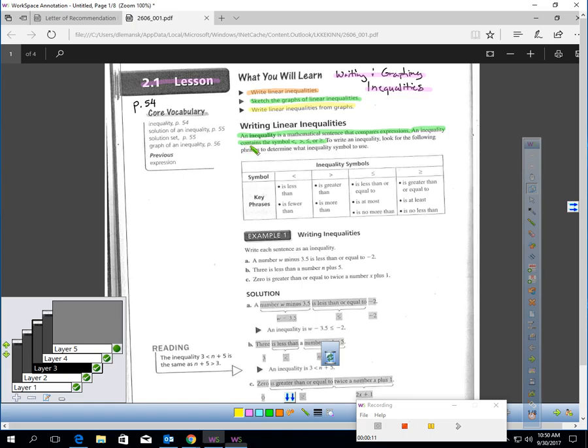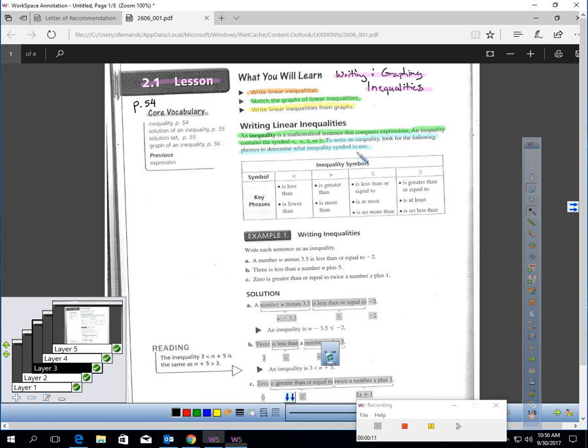Vocabulary, we should get this in our notes. An inequality is a mathematical sentence that compares expressions. An inequality contains the symbol less than, greater than, less than or equal, or greater than or equal. So that's how an inequality is different than an equation. An equation is comparing two things that are equal. An inequality is comparing two things that are not necessarily equal.